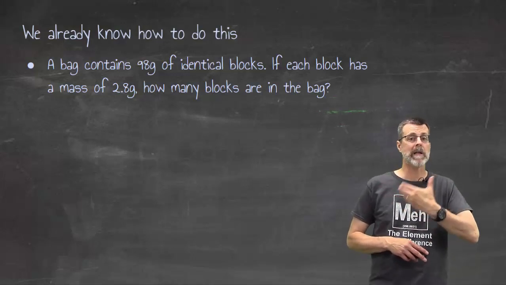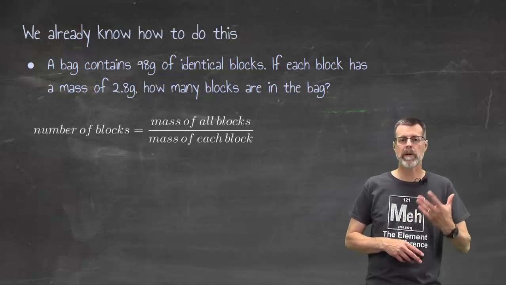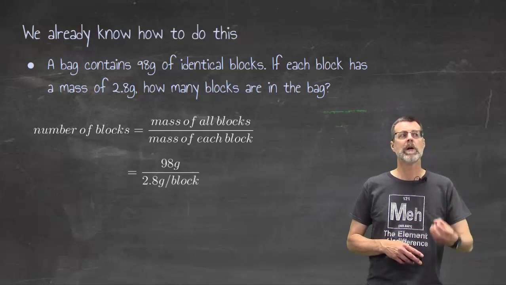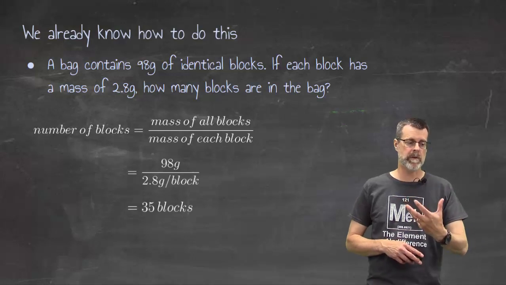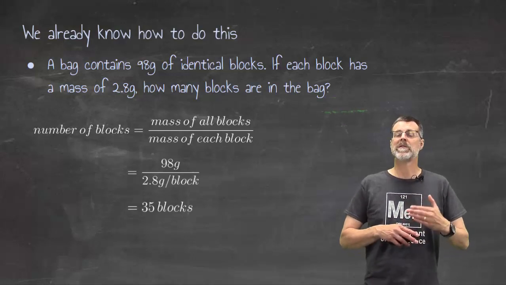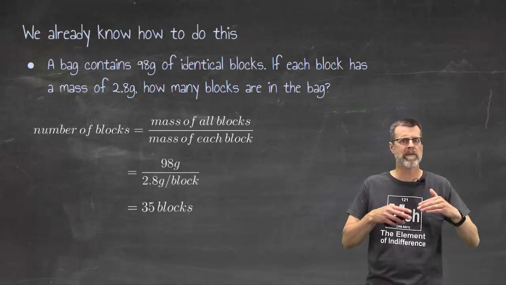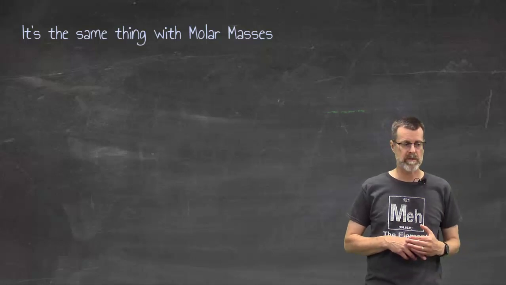Well, if I had a bunch of blocks in a bag and they were identical blocks, I could easily figure out how many blocks I had by comparing the total mass, all the blocks together, with the individual mass of each building block. And if I do that, I figure out how many blocks I have. If I do exactly the same thought process for my molecular formula, which is made up of a bunch of simplest formula blocks, you can kind of see where this is going.